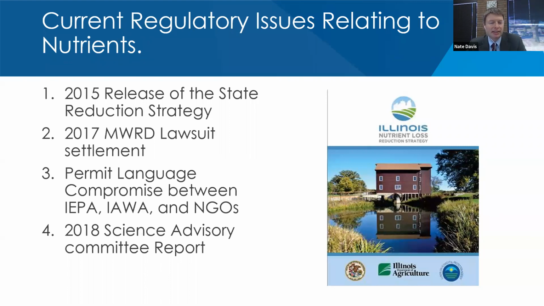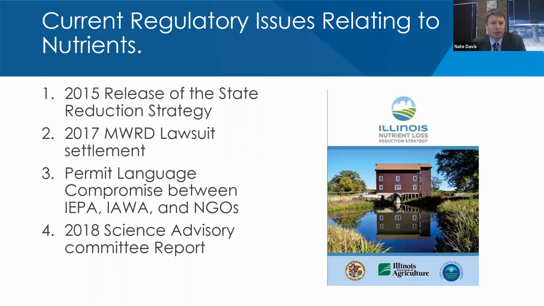Kind of concurrently to that, Chicago was involved in a lawsuit over phosphorus discharges from their plants, and they settled that in 2017. And their settlement with the NGOs included some permit language about a 0.5 milligram per liter phosphorus limit on an annual geometric mean by the year 2030. And it had some watershed-based items in it.